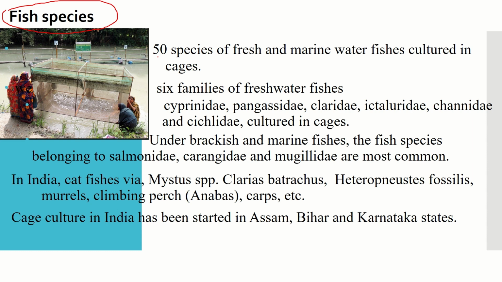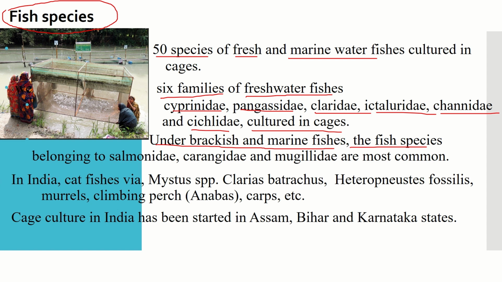So there are about 50 species of fresh and marine water fishes cultured in cages. However, there are 6 well-known families of freshwater fishes, such as Cyprinidae, Pangasidae, Claridae, Ictaluridae, Chanidae, and Cichlidae, cultured in cages. Among brackish and marine fishes, the species belonging to Salmonidae, Carangidae, and Mugilidae are most common.